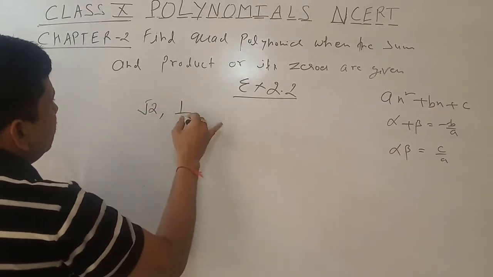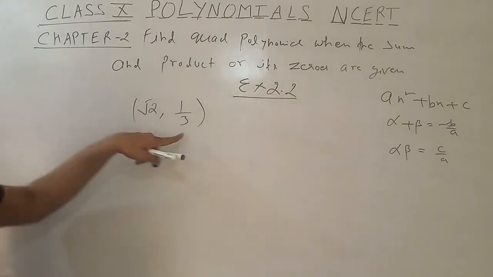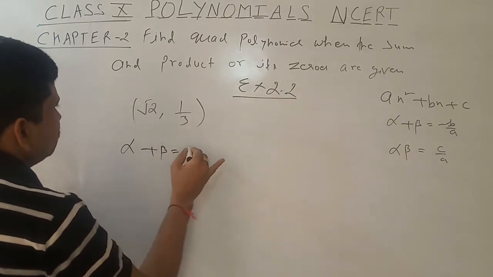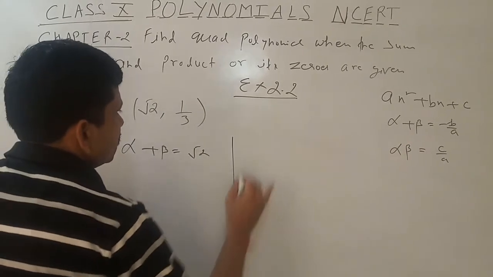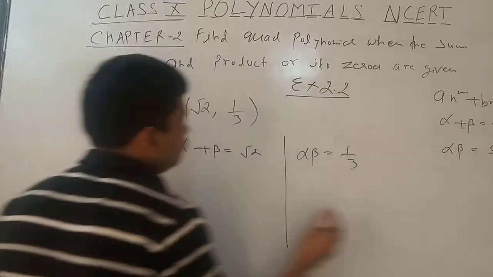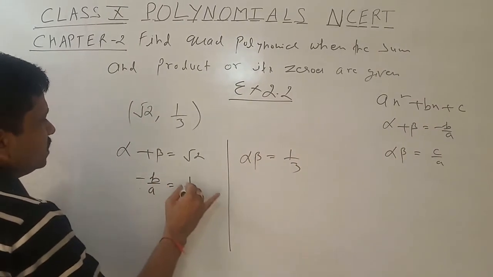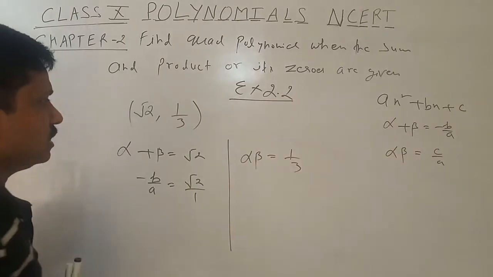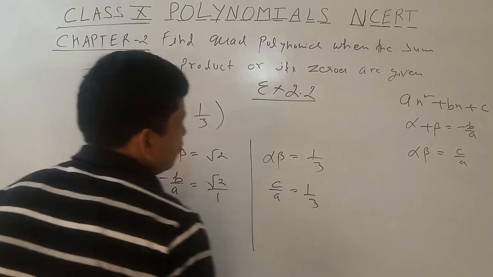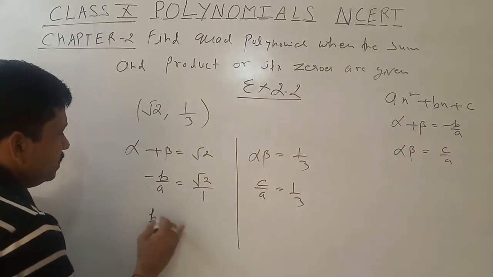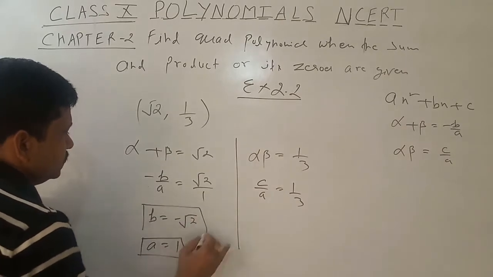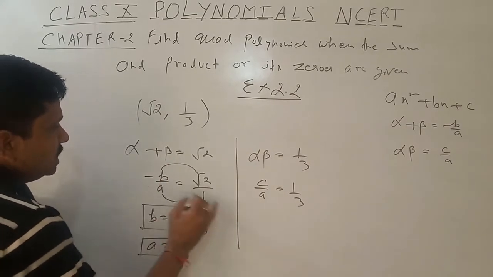Root 2 and 1 upon 3. This is the sum of zeros and this is the product of zeros. Then sum of zeros, alpha plus beta, is equal to root 2, and product of zeros, alpha beta, is equal to 1 upon 3. Sum of zeros is minus b upon a, so minus b upon a is equal to root 2 upon 1. Product of zeros is c upon a, so c upon a is equal to 1 upon 3. Now compare. Then b is equal to minus root 2 and a is equal to 1.